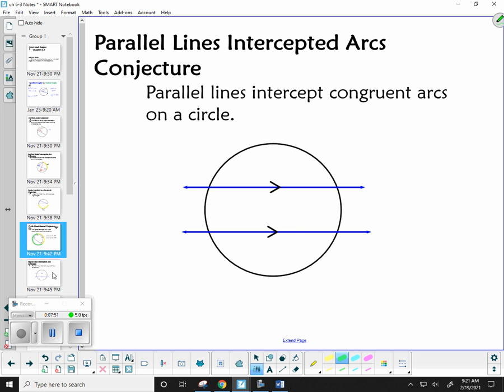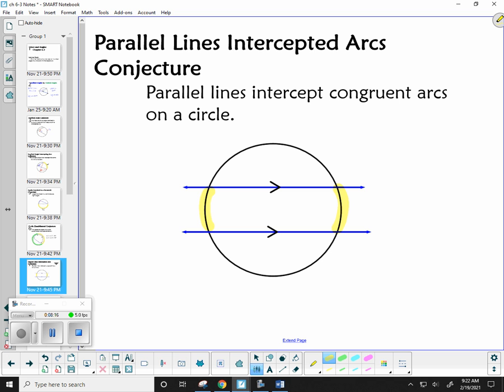Okay, the last one is dealing with parallel lines. So if you have 2 parallel lines that intersect a circle, the arcs between the parallel lines are congruent. Not above, not below, but just between the parallel lines.